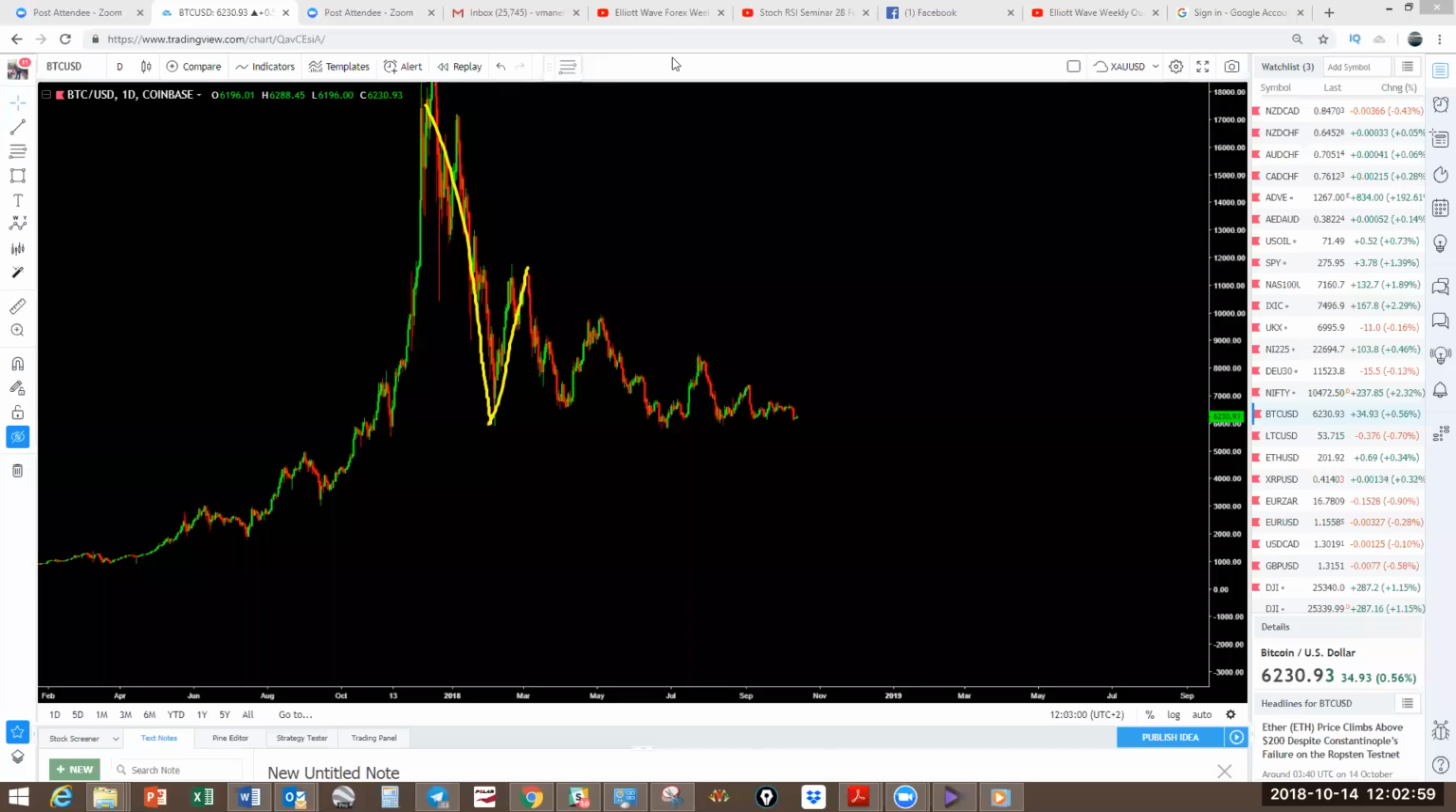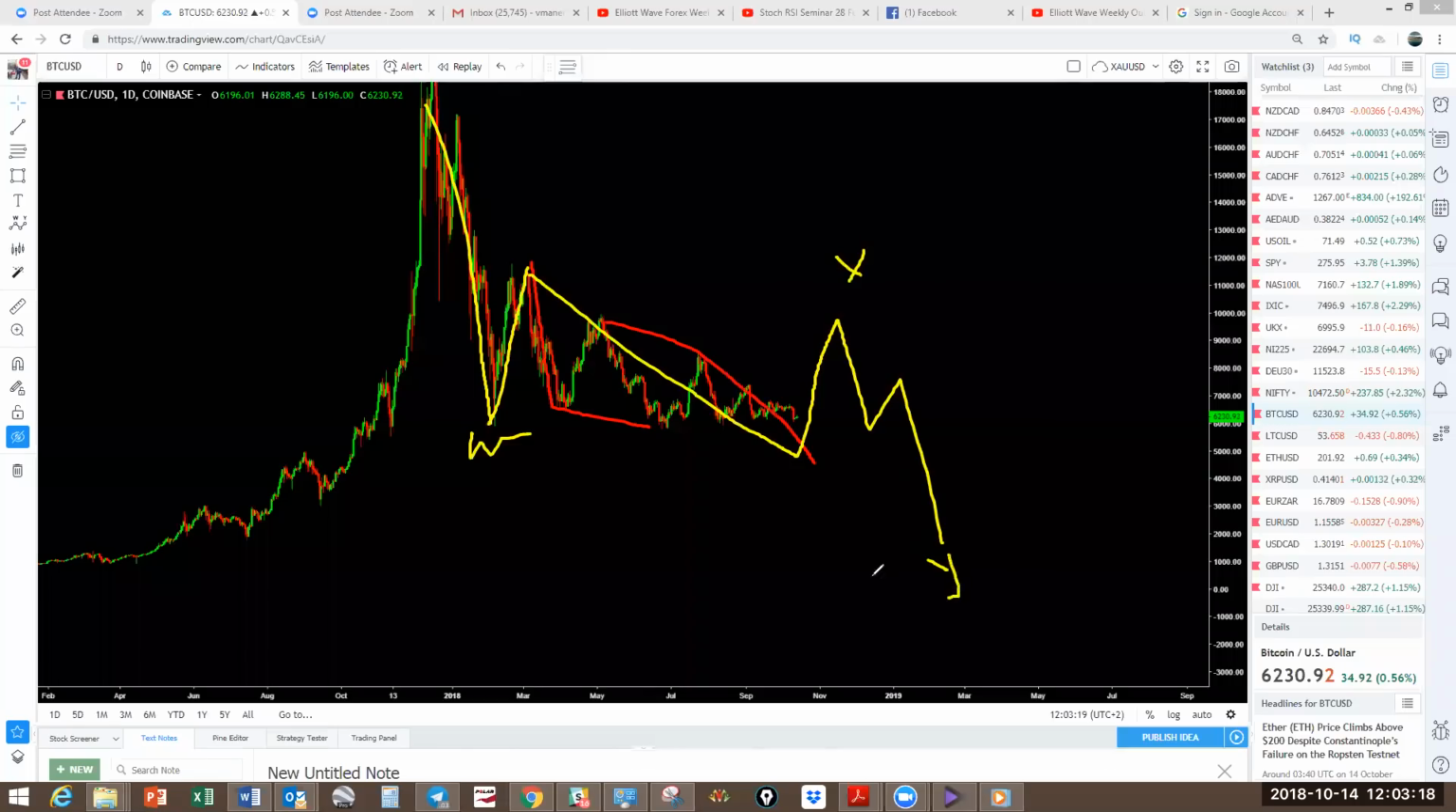And here we're looking at this structure as a 1, regular flat, and now we're expecting this one to make this one. So that's why we're expecting that this will be a 1, this will be a 2, this will be a 3, and then a move down all the way. Okay, so that will make a WXY move. And that will complete this correction at around this level. That's what we're looking at on Bitcoin.